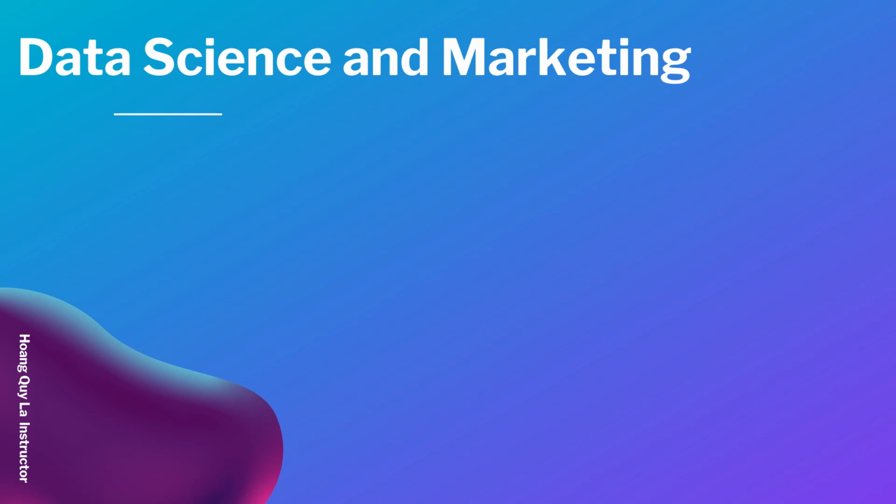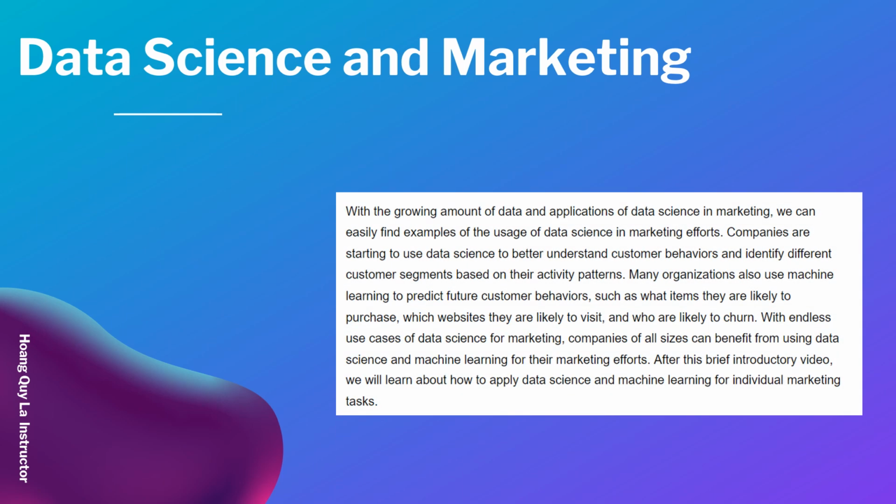In this video, I want to talk about data science and marketing. With the growing amount of data and applications of data science in marketing, we can easily find examples of the usage of data science in marketing efforts. Companies are starting to use data science to better understand customer behaviors and identify different customer segments based on their activity patterns. Many organizations also use machine learning to predict future customer behaviors, such as what items they are likely to purchase, which websites they are likely to visit, and who is likely to join.